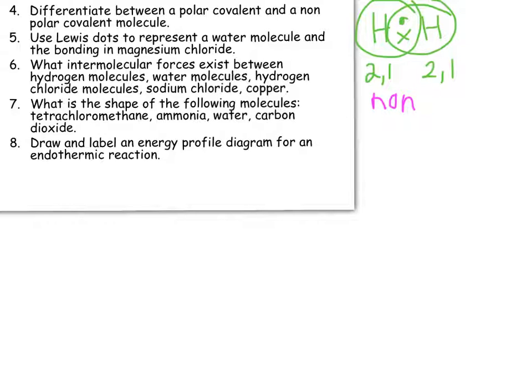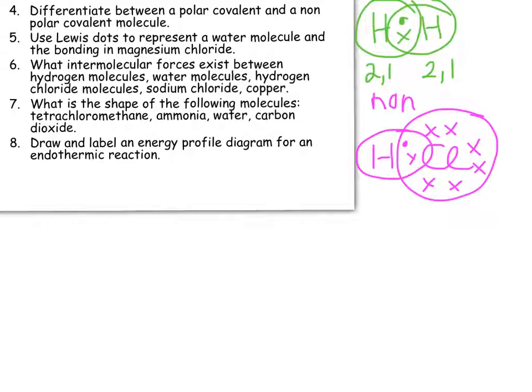The next one is, let's take something like hydrogen chloride. Chlorine has got 7 valence electrons. Hydrogen has got 1. They share those electrons. Chlorine's electronegativity is going to be a whole lot higher than hydrogen's. So therefore, what's going to happen is if they're tugging or warring over these two electrons over here, those electrons are going to spend more time with the chlorine.